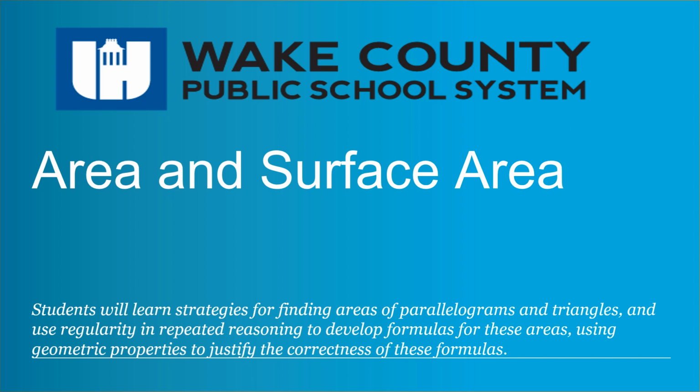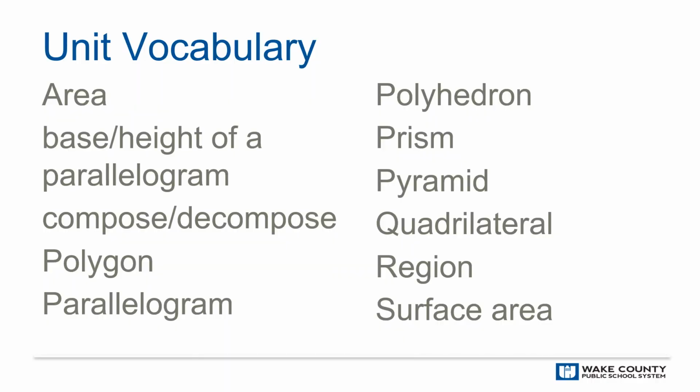Area and surface area. Students will learn strategies for finding areas of parallelograms and triangles and use regularity and repeated reasoning to develop formulas for these areas, using geometric properties to justify the correctness of these formulas. Unit vocabulary: area, base and height of a parallelogram, compose and decompose, polygon, parallelogram, polyhedron, prism, pyramid, quadrilateral, region, and surface area.